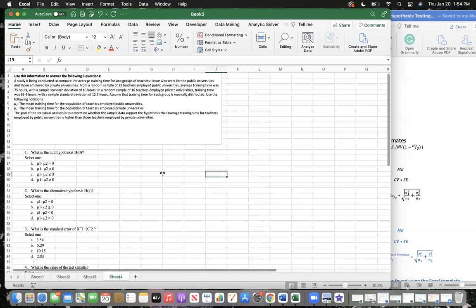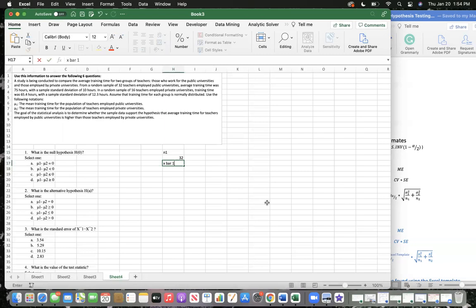The next thing we want to do is write out everything we have in this problem. So let's just read this right here. It says from a random sample of 32, so that's going to be our n1 is 32. The average training time was 75, so that means our X bar 1 is going to be 75. What else? Sample standard deviation. So that's important. I'm going to put S for sample and then SD, sample standard deviation 1.